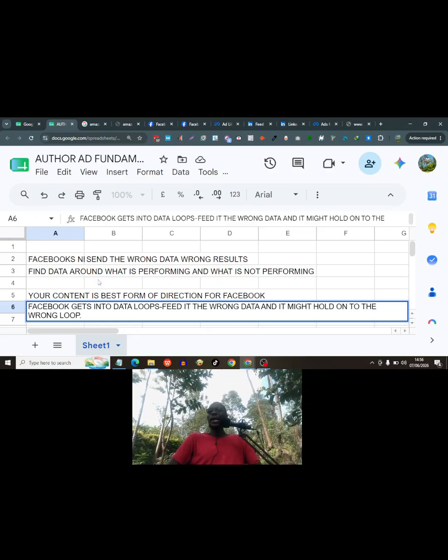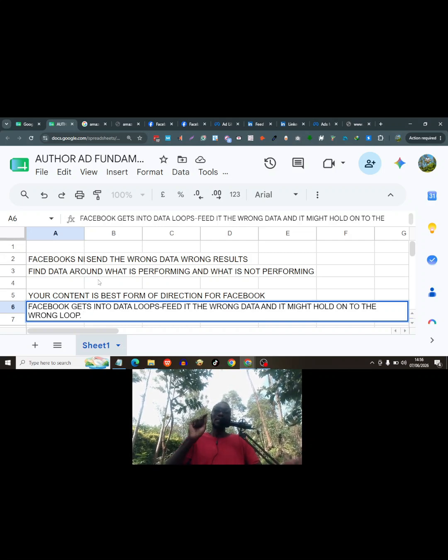But if you're doing traffic ads and that thing is not there, the data needed for Facebook is not there. It's not inherent in the funnel you're using. You're telling Facebook to give you traffic. Facebook gives you traffic. It does not care whether you get buyers or not.